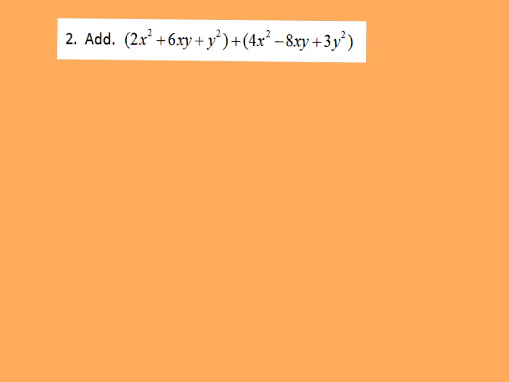The next question is very similar to question number 1, except here I don't have a negative sign that I have to distribute. So I'm going to solve this problem and basically just pretend that all I'm doing is combining like terms and I don't have any parentheses. So I'm looking for things that I have in common. So 2x squared plus 4x squared, I get 6x squared. I also have 6xy minus 8xy gives me negative 2xy. And the last thing that I have is y squared plus 3y squared. That gives me 4y squared.